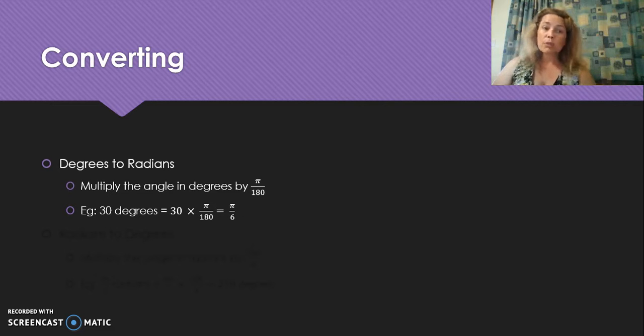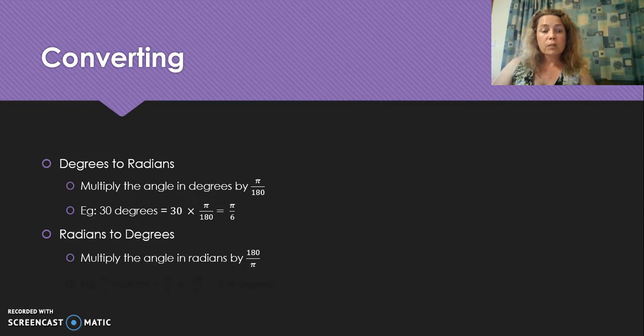It's just as simple going back the other way from radians to degrees. So once again, start with the fact we have pi is equal to 180 degrees. This time we want 1 radian, so we divide by pi and we get 180 divided by pi will allow us to convert back to degrees. So we're multiplying the angle in radians by 180 divided by pi.